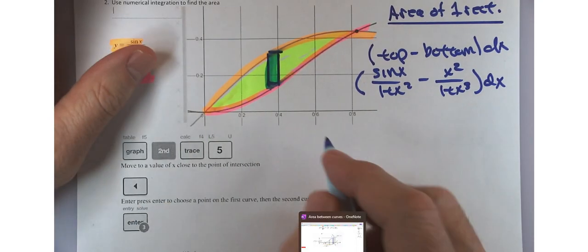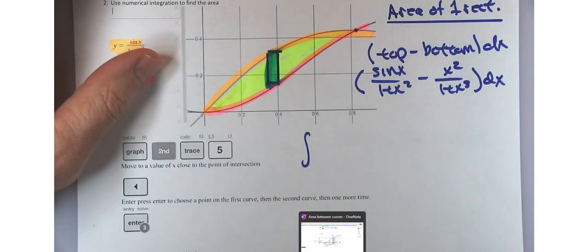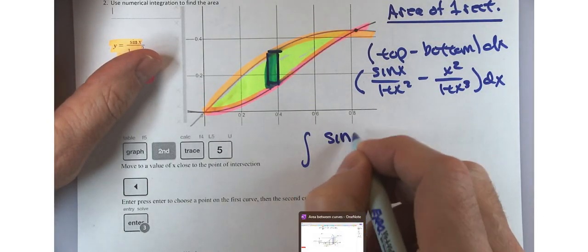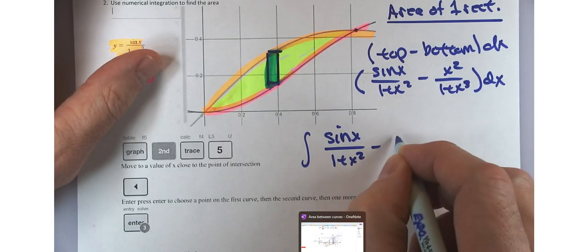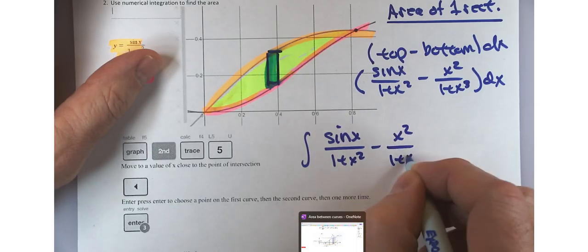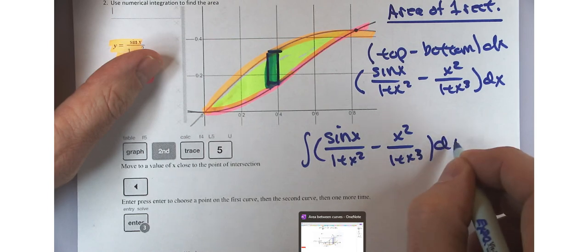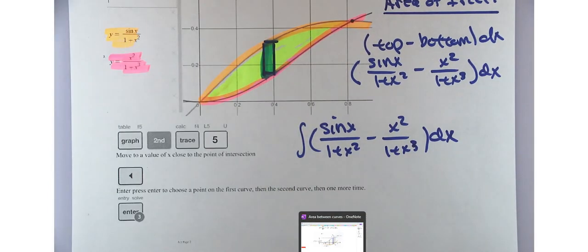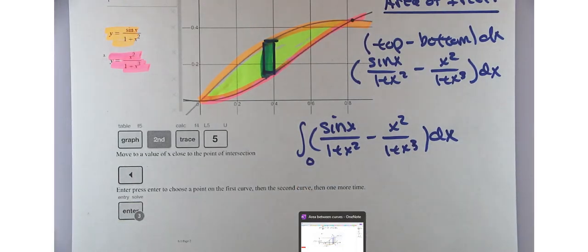In terms of an integral, I'm going to integrate that exact difference. Thanks again, James. Sine of x over 1 plus x squared minus x squared over 1 plus x cubed. Let's put that in parentheses and put a dx here. But what problem am I going to run into next? Limits. Tell you what, I'll give you one of them. That'd be 0. I'm so helpful, I know it.